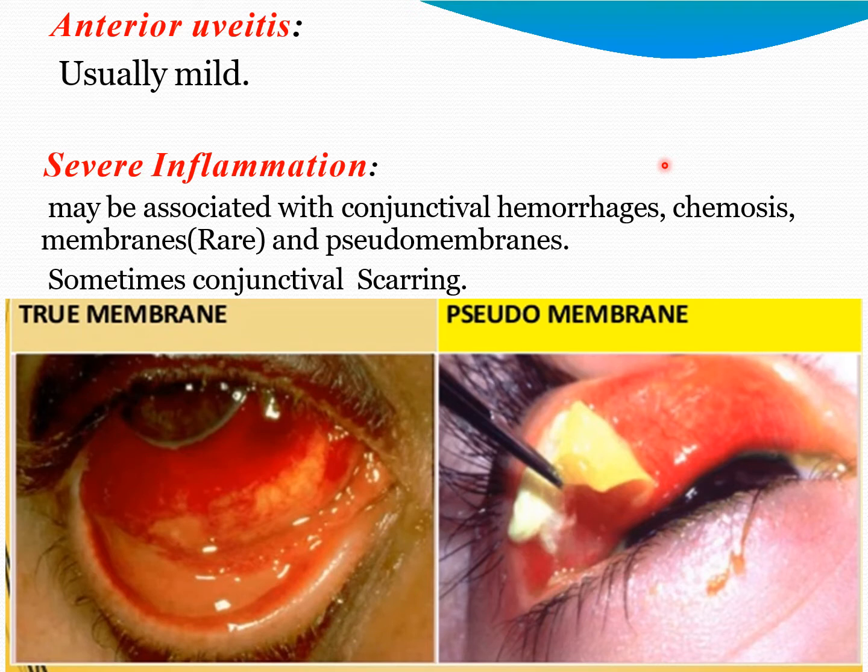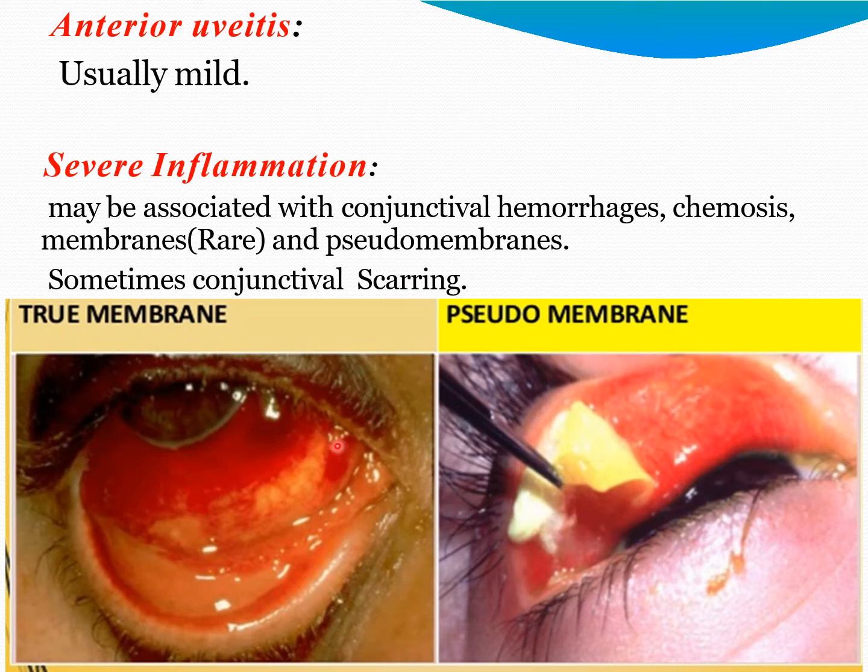Anterior uveitis is usually mild, whereas in many cases it can lead to severe inflammation, which is associated with conjunctival hemorrhages, chemosis, and pseudomembranes. These may sometimes even lead to conjunctival scarring.